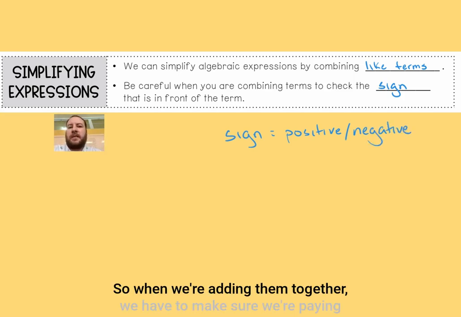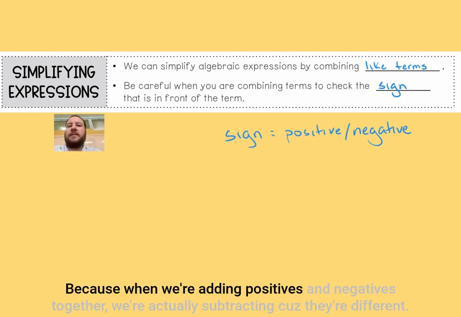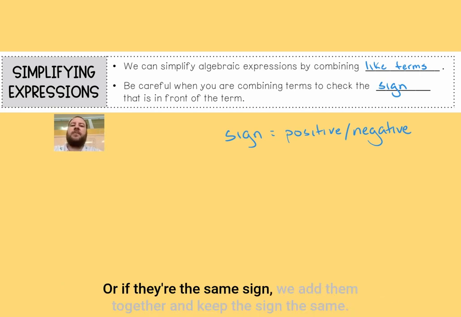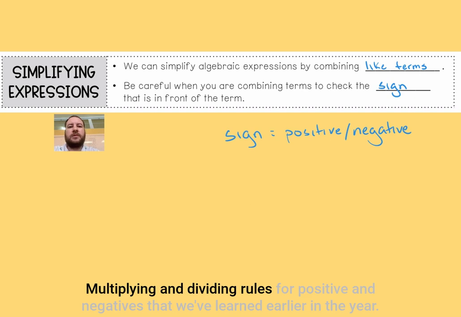So when we're adding them together, we have to make sure we're paying attention to what's positive and negative, because when we're adding positives and negatives together, we're actually subtracting because they're different. Or if they're the same sign, we add them together and keep the sign the same. So we still have to remember all of our addition and subtraction, multiplying and dividing rules for positives and negatives that we've learned earlier in the year.